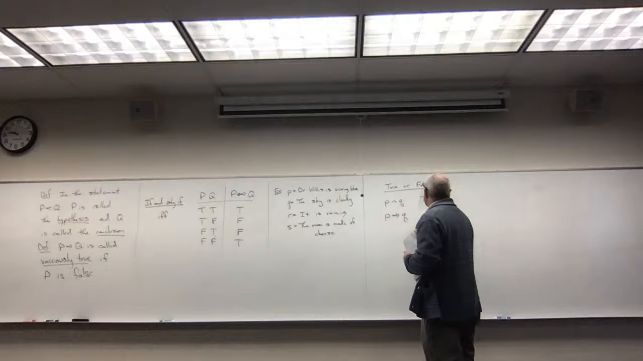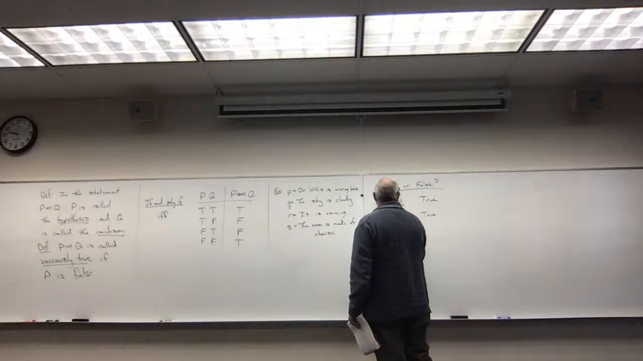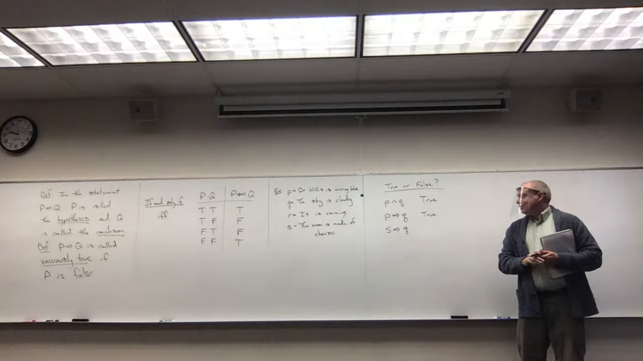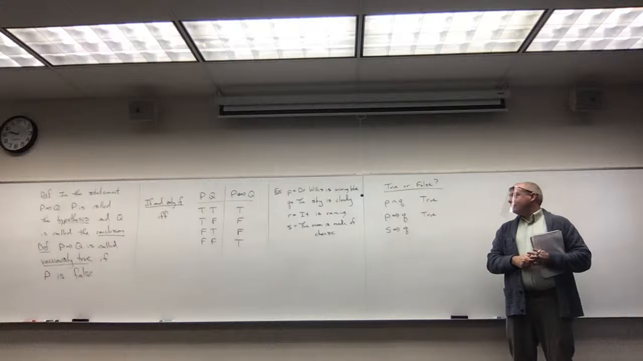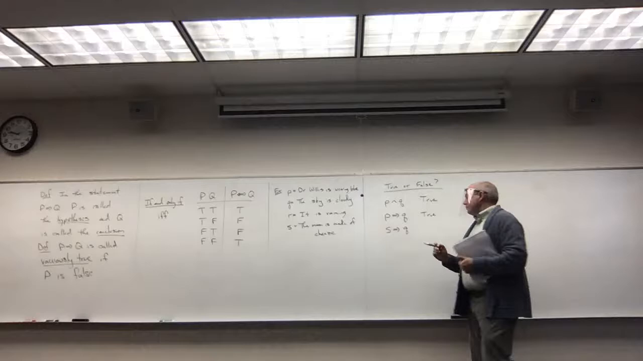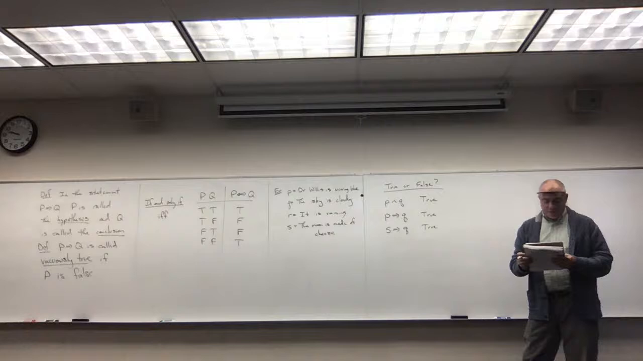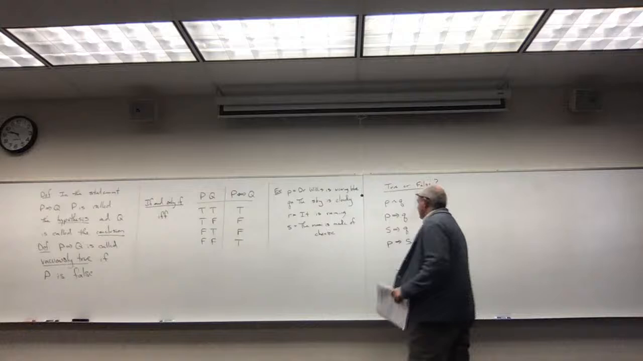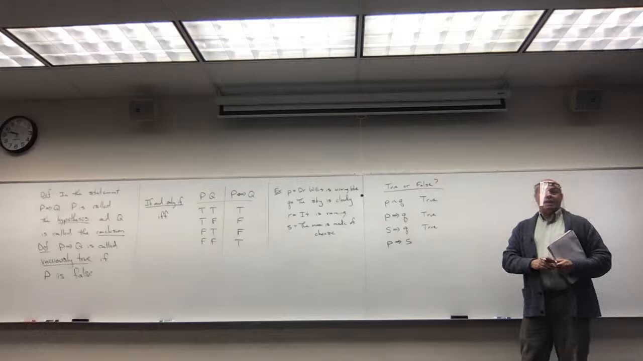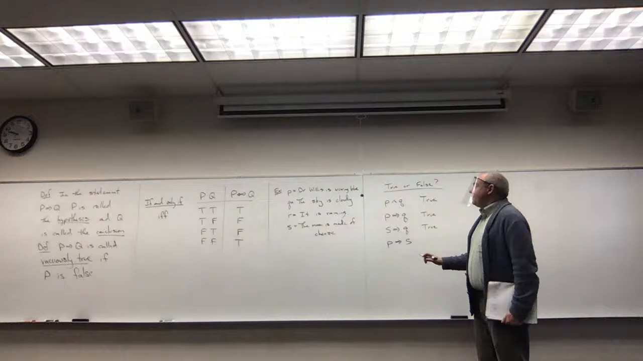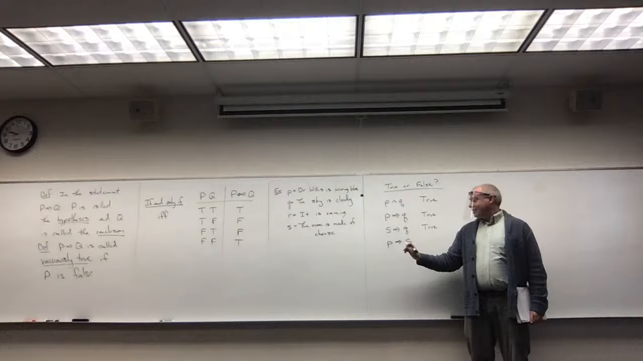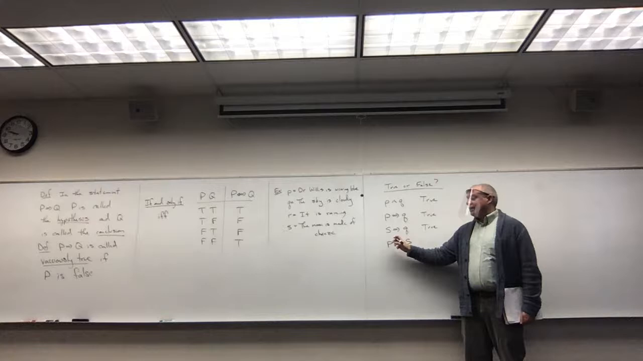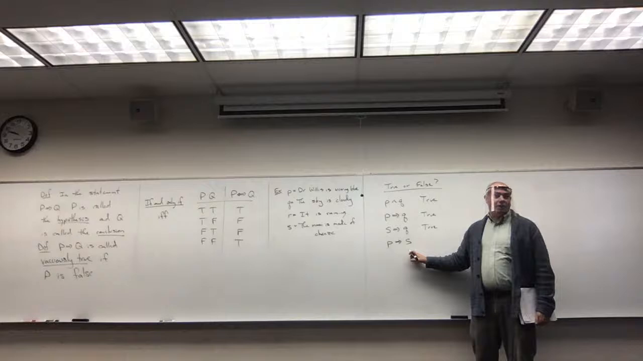So this is true. How about S implies Q? It's true. So the statement, if the moon is made of cheese, then the sky is cloudy, that's true. Okay. How about P implies S? That is false. That is correct. Why? P is true, but S is false. The only way that an implication can ever be false is if the hypothesis is true and the conclusion is false, which just happens to be the situation we're in, so this is false.